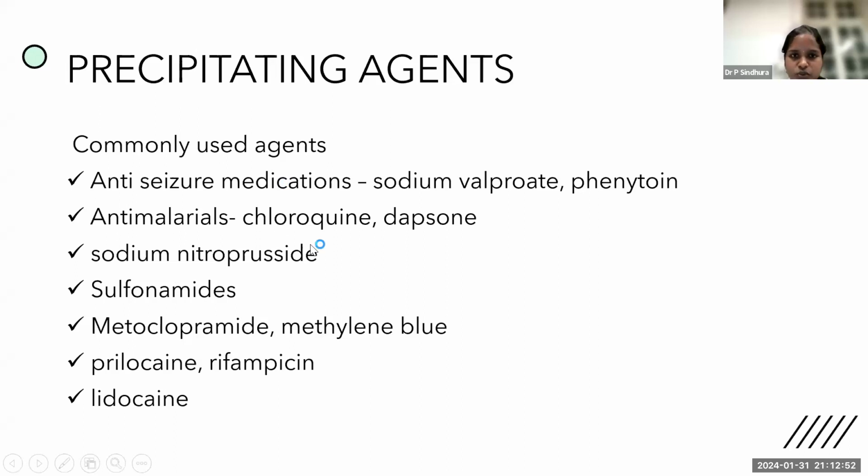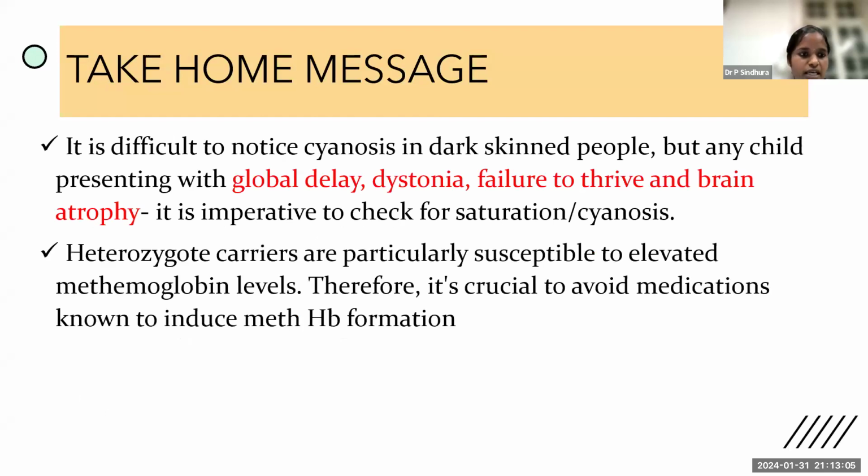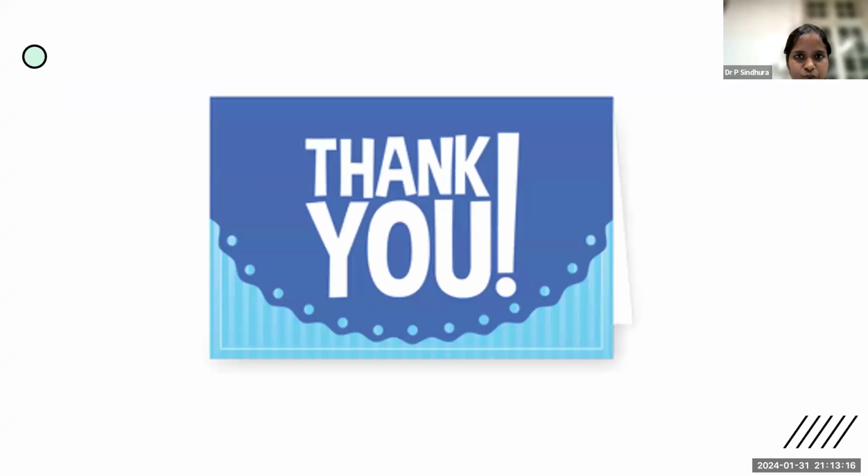So the take home message: it is difficult to notice cyanosis in dark skinned people, but in any child presenting with global delay, dystonia, failure to thrive, and brain atrophy, it is imperative to check for saturation and cyanosis. Heterozygote carriers are also particularly susceptible to elevated methemoglobin levels. Therefore, it's crucial to avoid medications known to induce methemoglobin formation. Thank you.